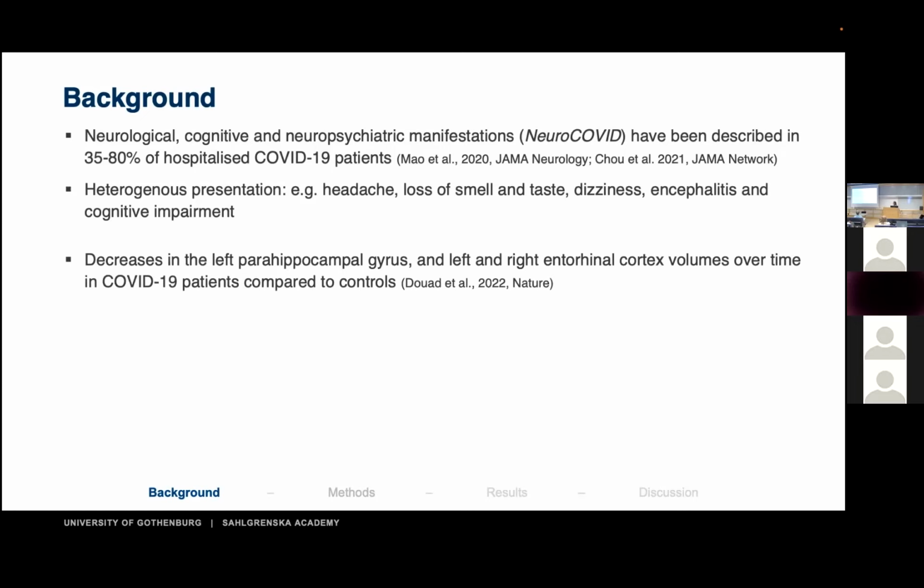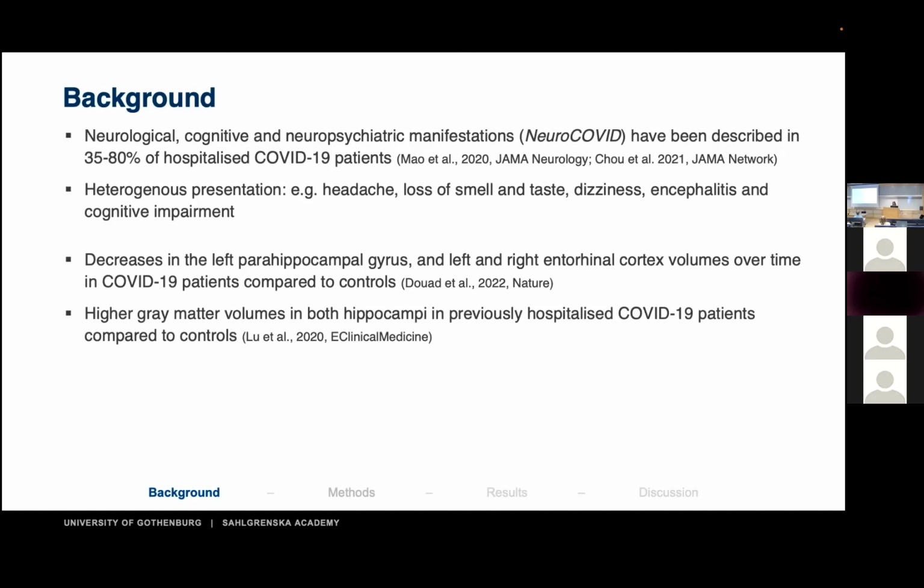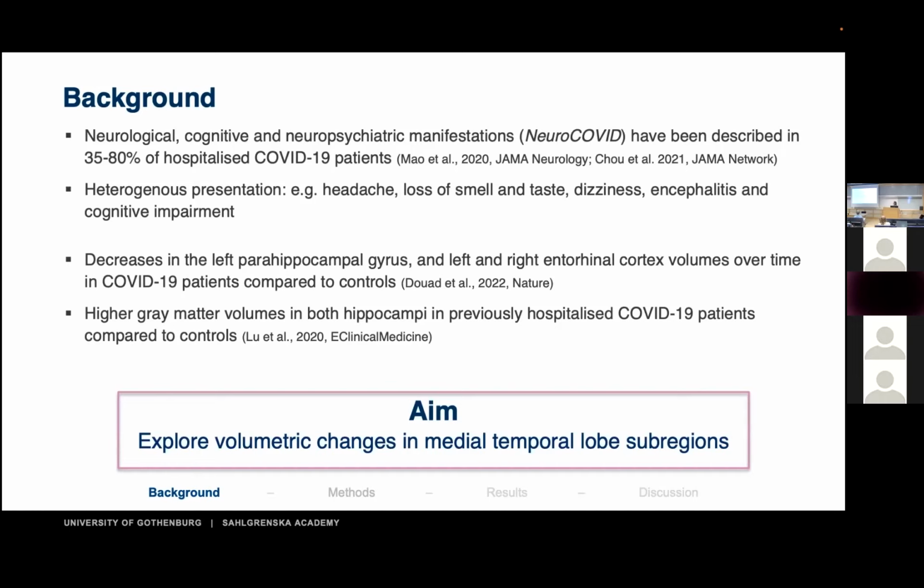A previous study has reported decreases in the left parahippocampal gyrus and the left and right entorhinal cortex volumes. And another study has reported higher gray matter volumes in both hippocampi. So these studies, taken together with frequent reports of cognitive impairment, underline the medial temporal lobe as a potentially affected brain region in COVID-19 pathology. One of the aims of our larger multimodal NeuroCOVID study is to explore volumetric changes in MTL subregions.